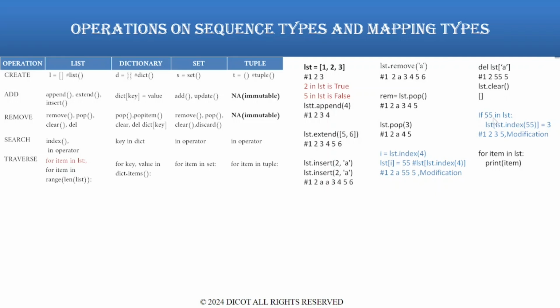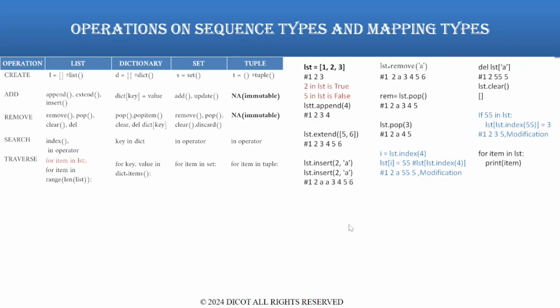We can check the presence of an element in a list using the in operator. Say, if 55 in list, and we want to modify 55 to 3. How can we do that? If 55 in list is true, we get the index of 55 using list.index of 55. Use that position as an index to the list again and modify 55 to 3. This way we can modify an element in a list at a particular position. We can traverse the list using a for loop. For item in list, print item, will print the entire list.